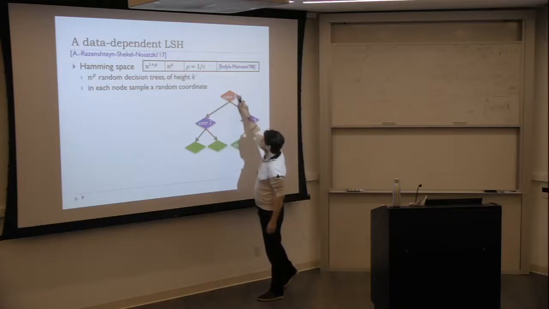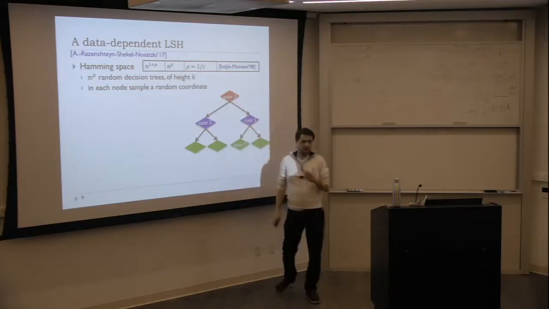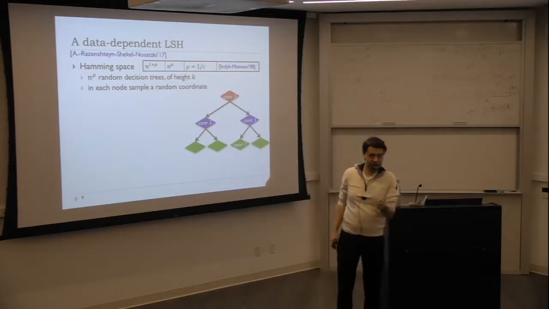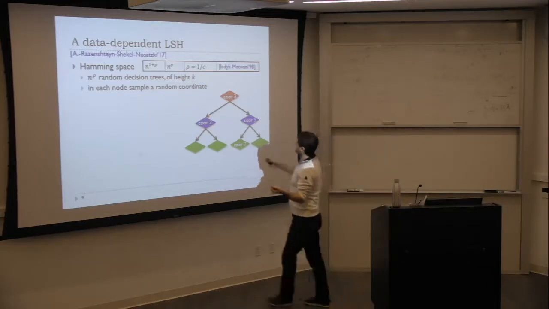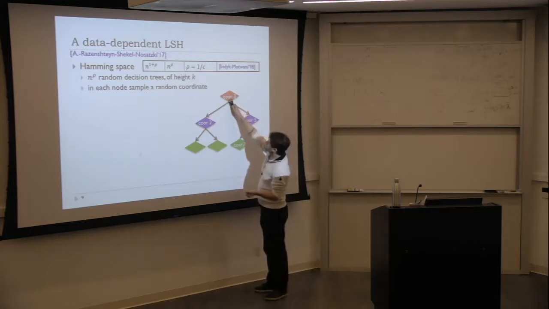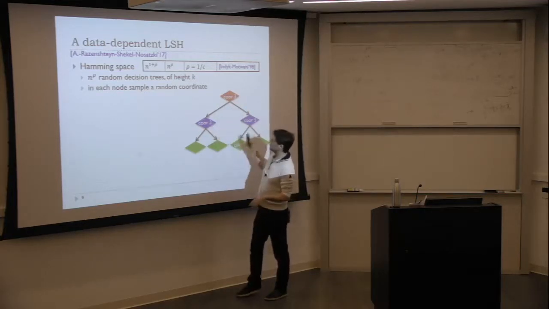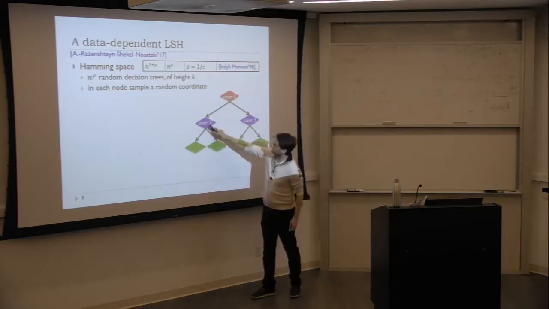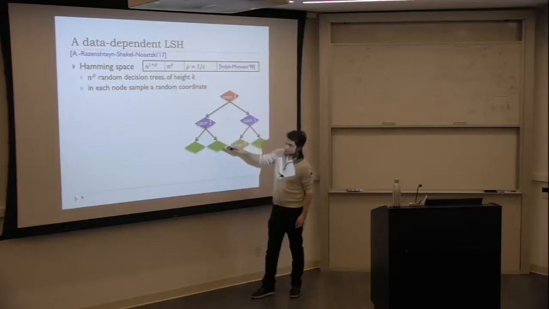You take in the root node, you fix a coordinate that you'll decide on, let's say coordinate 3. Depending on whether your coordinate is 0, you go to the left, and if it is 1, you go to the right. Then in each node, you have a coordinate that you look at. So this node looks at coordinate 2. If it's 0, it goes here. If it's 1, it goes here.